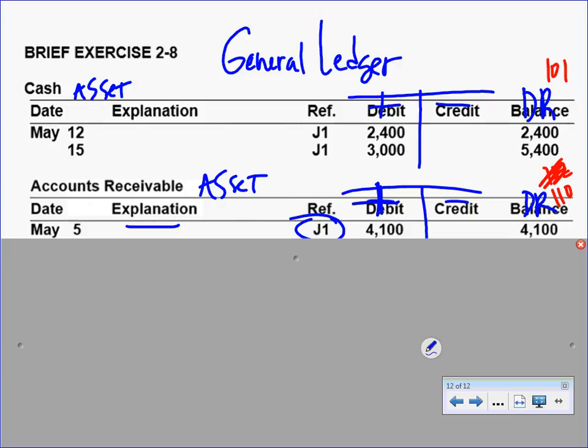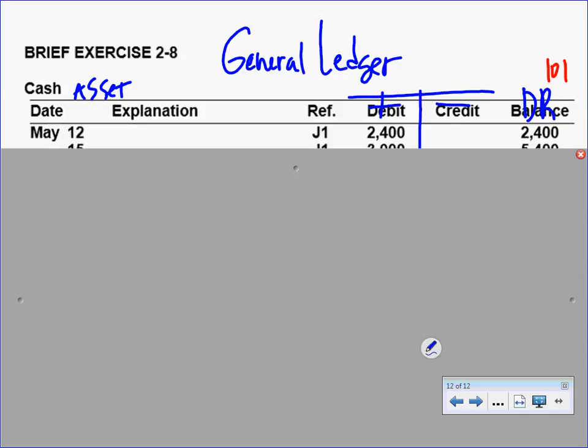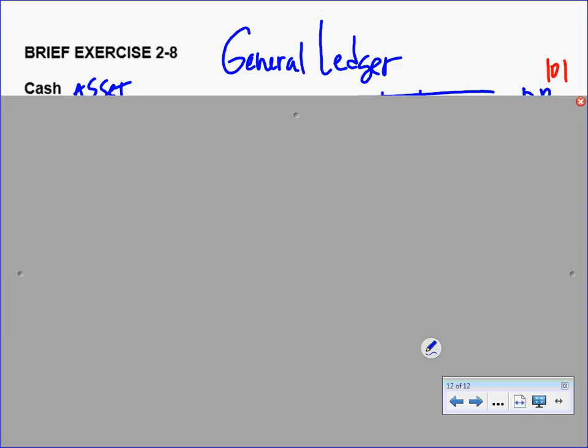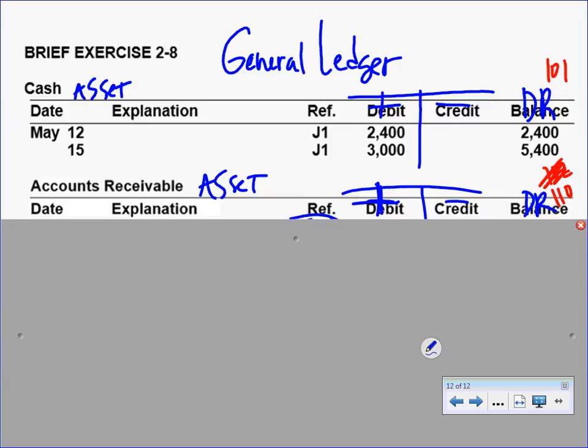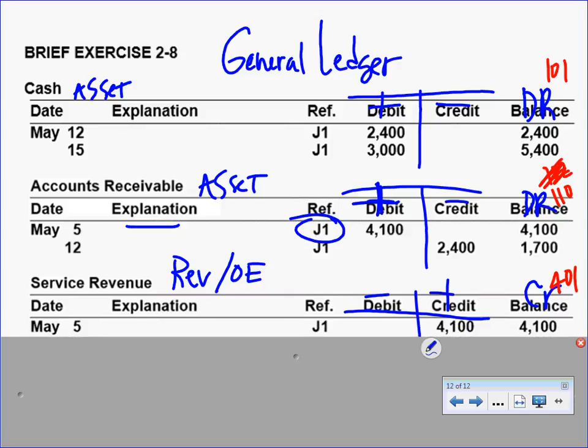Okay, we had a debit, so now we have to list the credits. Okay, it wasn't cash. Which account did we credit? Service revenue. So we go find that mini account. May 5th. Nothing to explain. It was journal page 1. Same $4,100. It's just that this is the credit side of the debit-credit relationship. That was a credit. It rolled in with a 0 balance, but I look above and see a plus. So 0 plus 4,100 is 4,100.